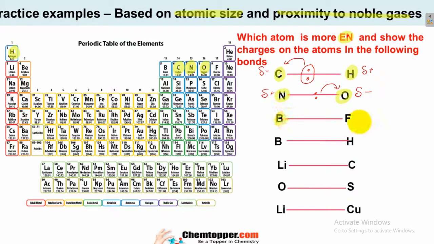Another example, boron with fluorine. Boron is bigger in size than fluorine because of its position in the periodic table. Fluorine is more electronegative than boron, so it will pull the electron density on itself. Boron with hydrogen. Boron is more metallic than hydrogen. Hydrogen is more electronegative than boron, so it's going to pull the bonded electron density on itself, acquiring a partial negative, and boron will acquire a partial positive.